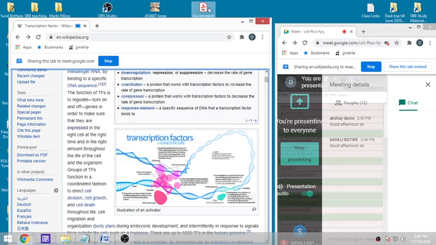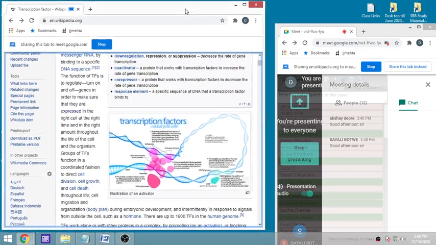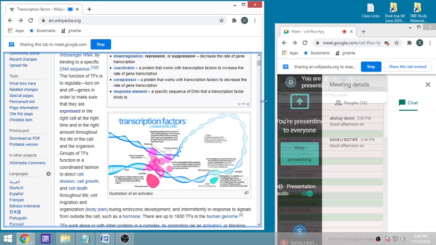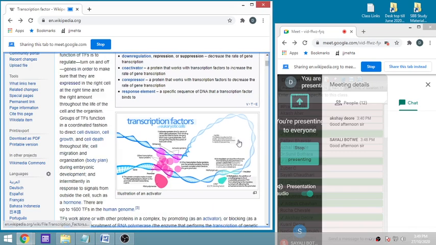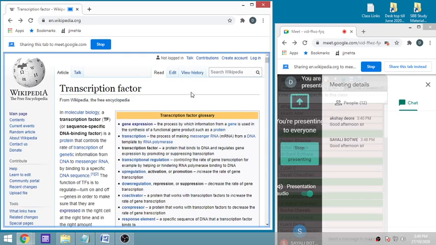Okay, transcription is an important process, and for that transcription these factors are essential. Without this transcription we cannot have the proteins. So we know what transcription is.